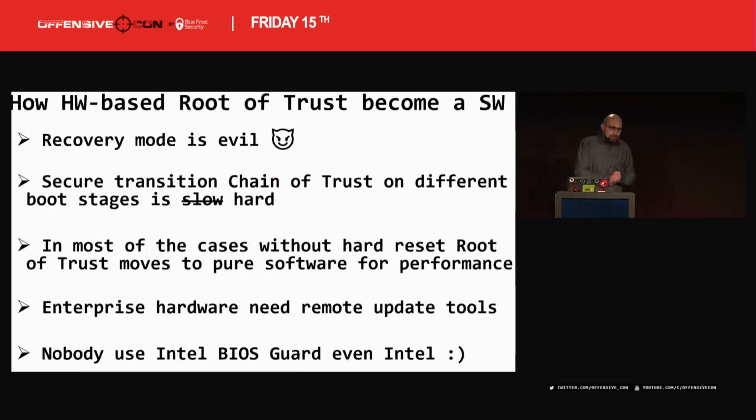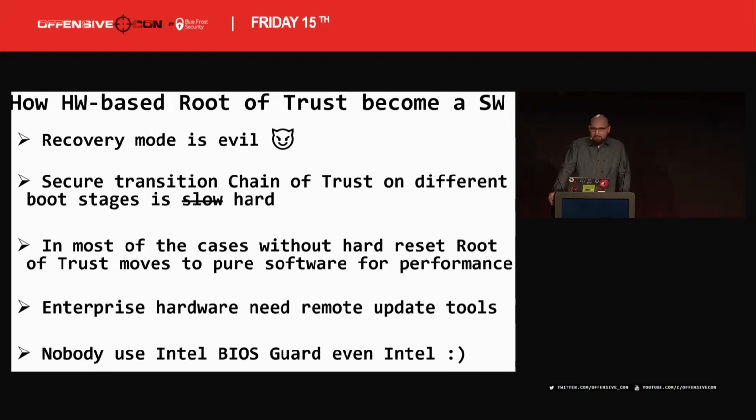So, how did the hardware-based root of trust become software? Recovery mode is evil. Secure transition of the chain of trust between different stages is hard and slow. Performance here is always quite difficult, because think about sleep or hibernate when you close the lid of your laptop. You need the screen to come on really fast after you open it, because it's a marketing feature, right?